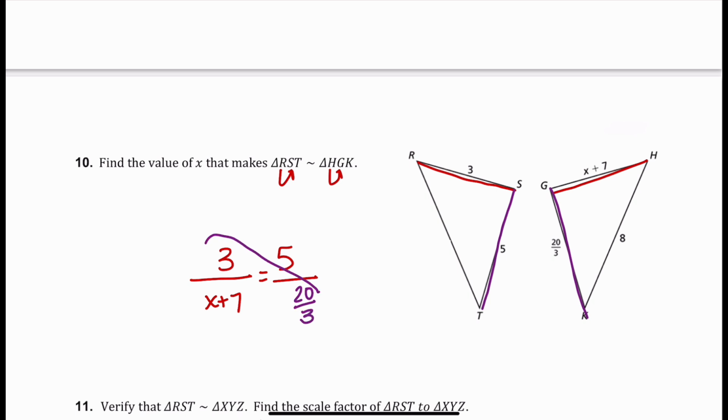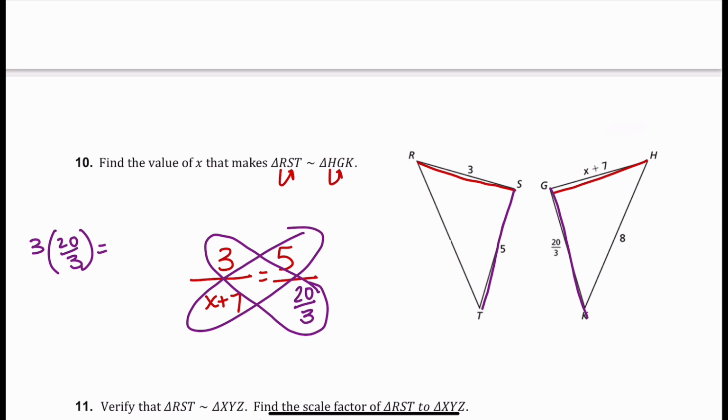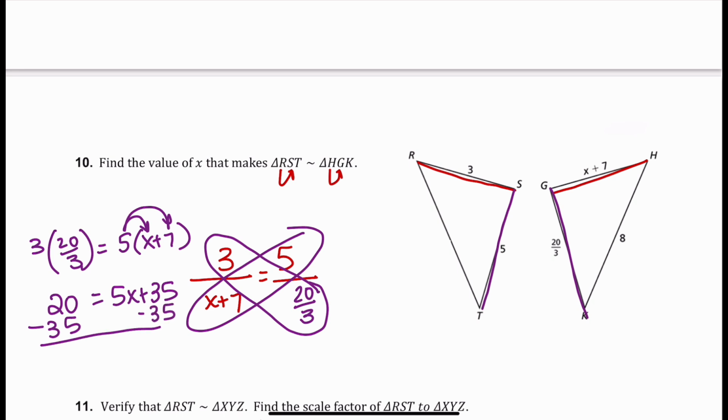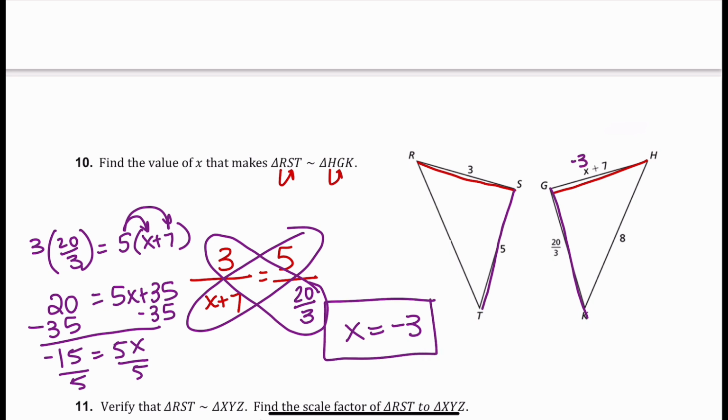Now we're going to cross multiply these. 3 times 20 over 3 is going to equal 5 times x plus 7. 3 times 20 over 3 is 20. We have 5x plus 35. Minus 35 from both sides. Divide by 5. And so x has to equal negative 3. So if this x is negative 3, we would put a negative 3 in for x, and this side would be a 4.